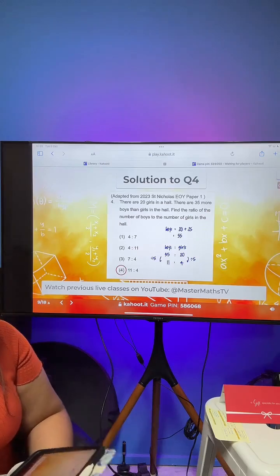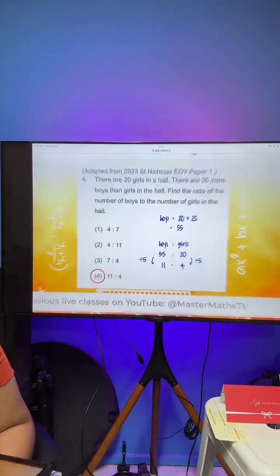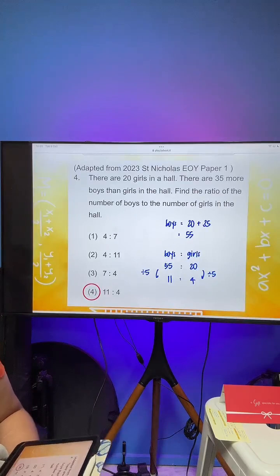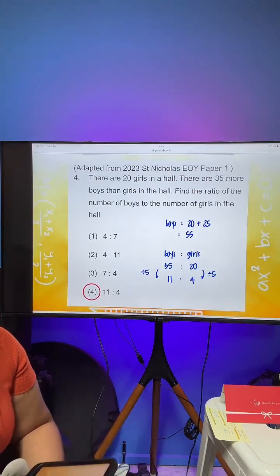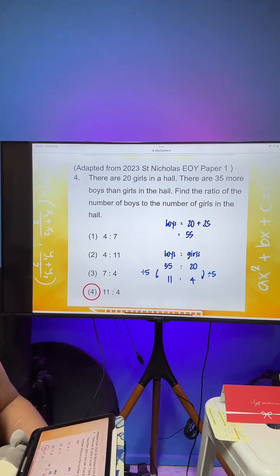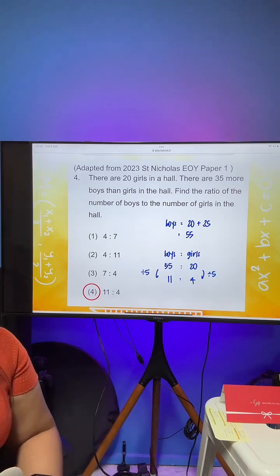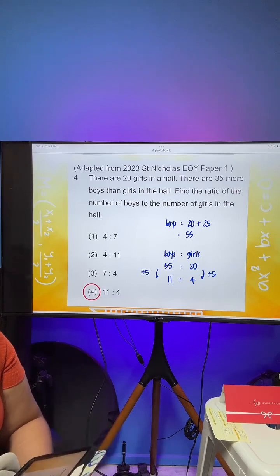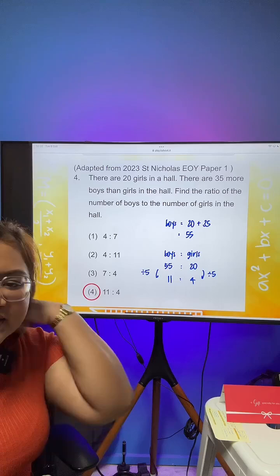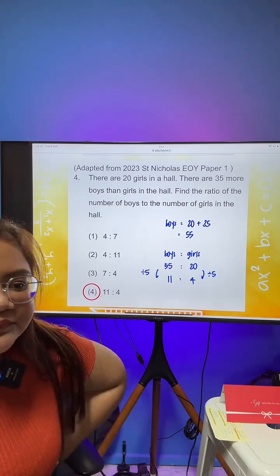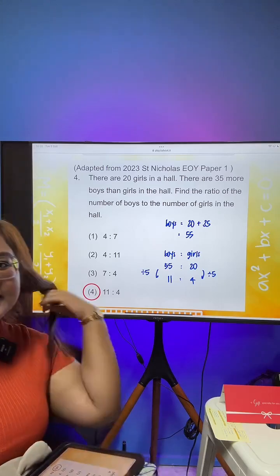Alright, so let's take a look at question 4 here. Since there are 20 girls and 35 more boys, we would have to add 20 to 35 to give us the total boys, which is 55. And since they want boys to girls, that will be 55 to 20 divided by 5 throughout to give us 11:4. Okay, quite straightforward here. Got it? Okay. Alright, any questions so far?